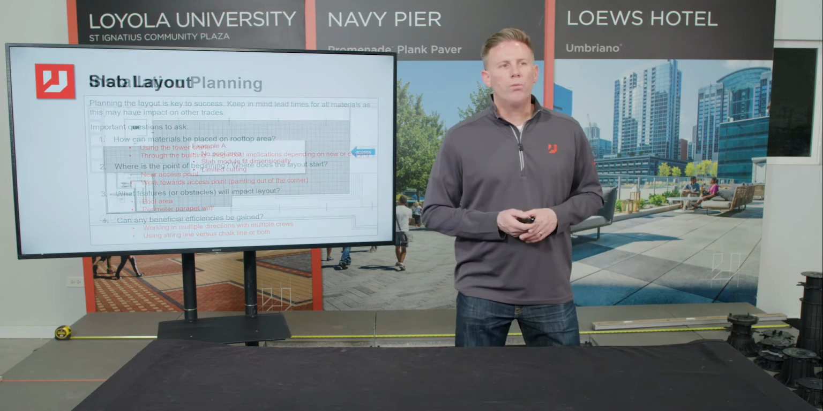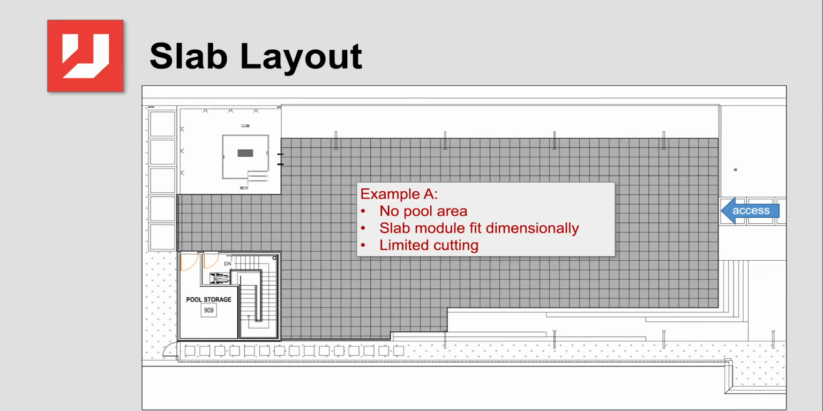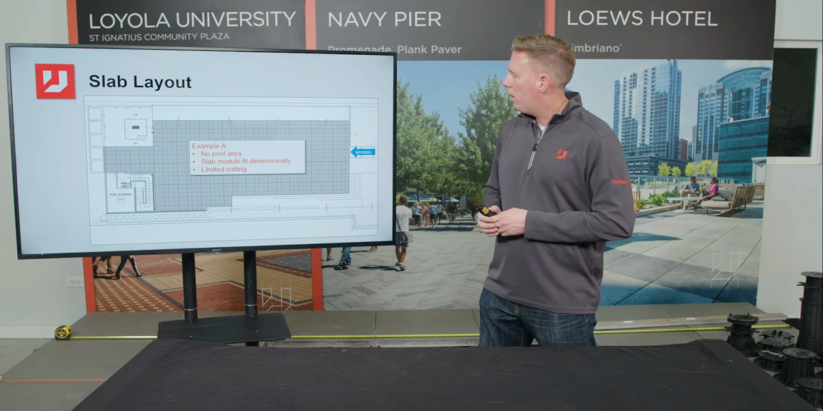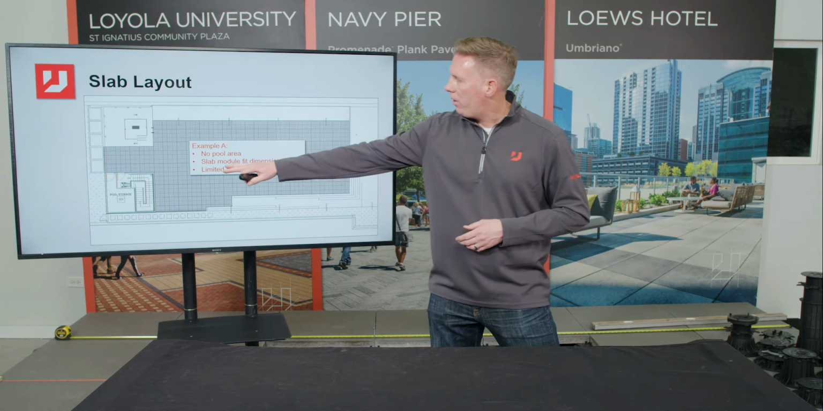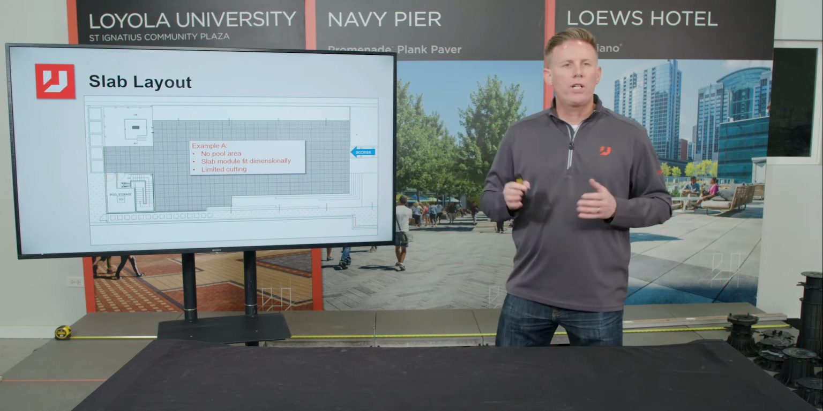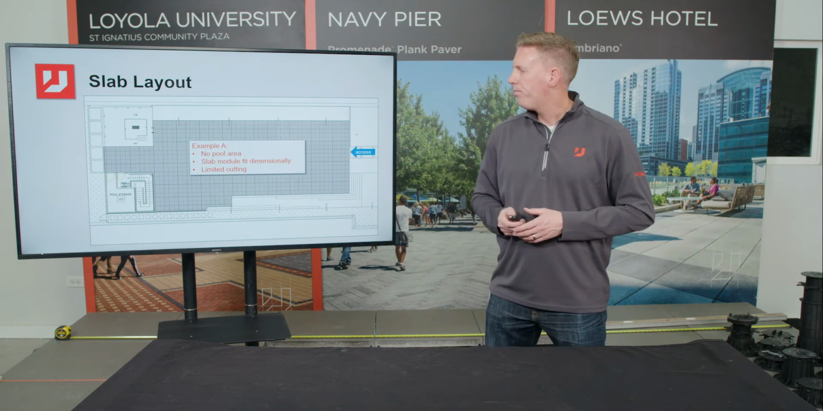First, I want to talk about some examples of some slab layouts. So in this first example here, we're showing a roof deck that has no pool area. It's really nice because the slabs are dimensionally fit within those different widths here and down here at the other end. So it makes it a very clean and efficient installation.